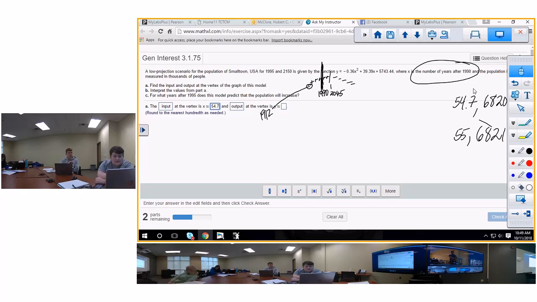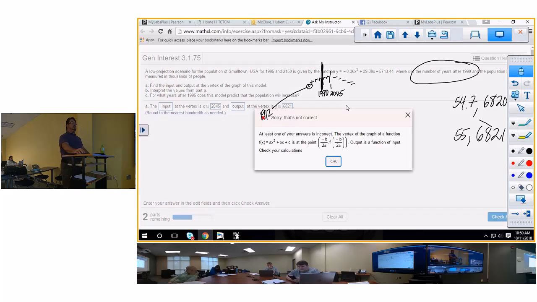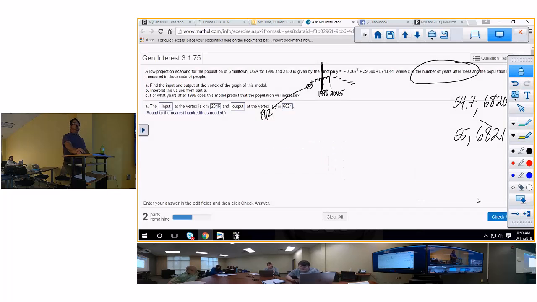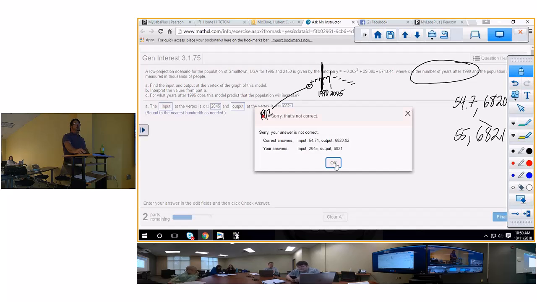1990. No. It'd be 2045 right here. Is that what they're wanting? And y is equal to 6821. Said round to the hundredth, so it's probably not going to like that. It's probably going to want the decimals. I'm just going to hit check and let it answer it. Yep, they want the decimals. So write the decimal in right there, okay?